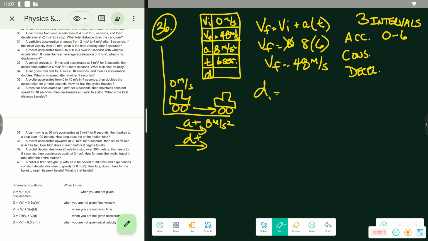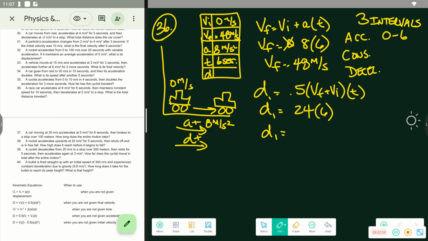And D1 is going to equal, why am I drawing a blank? 0.5 times VF plus VI times T. D1 equals 1/2 of 48, which is 24, times 6. Finding the distance for D1, this is 144 meters, a positive 144 meters. So that's your D1.